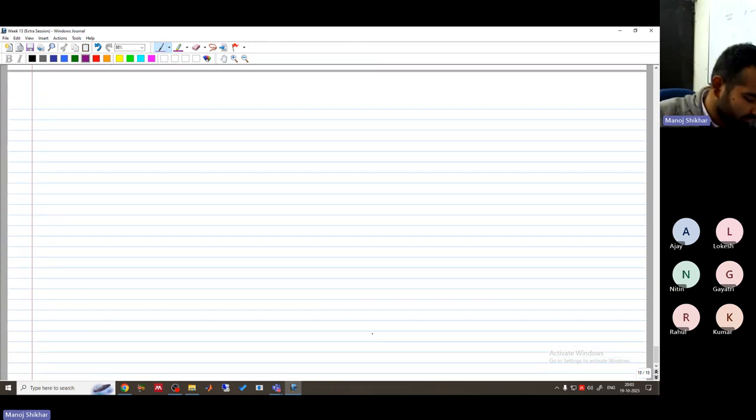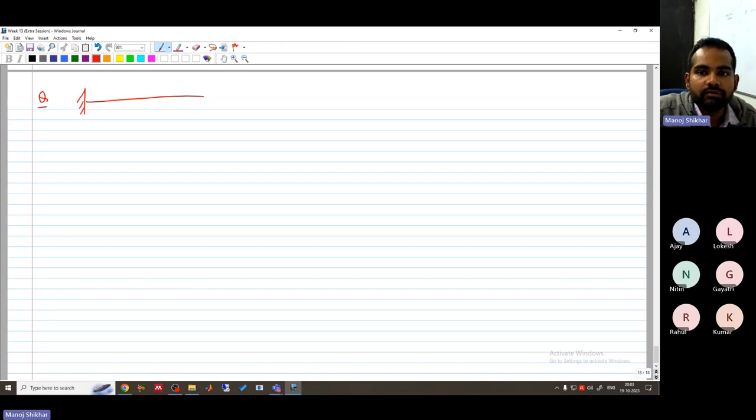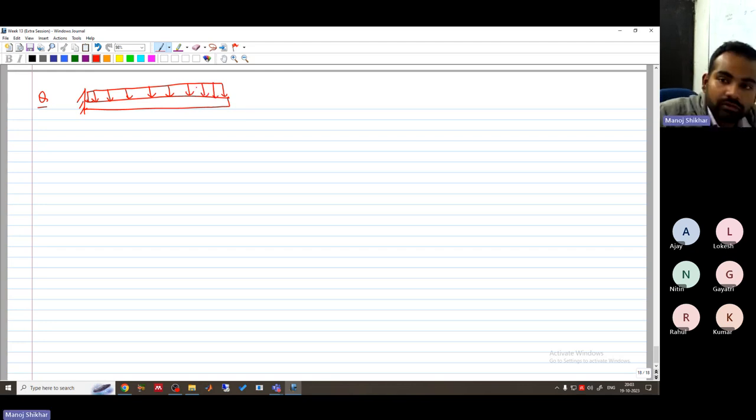Let's have a beam deflection problem. Okay, so the question is, suppose we have a beam here and we load it. Suppose this is the loading in the beam, and the loading is W. The length of the beam is given as L, and this is a fixed beam. Find the deflection at end B.